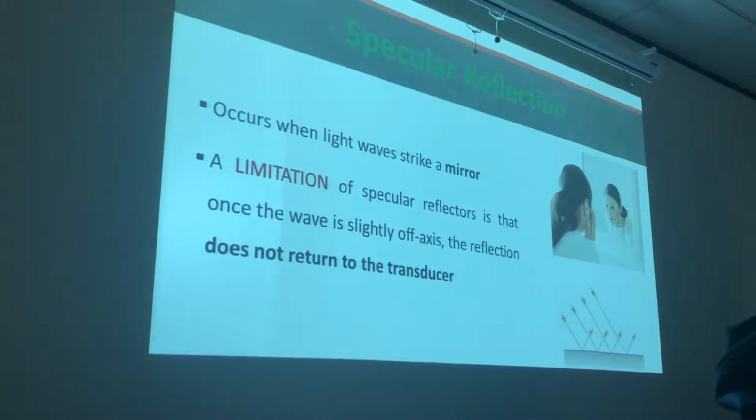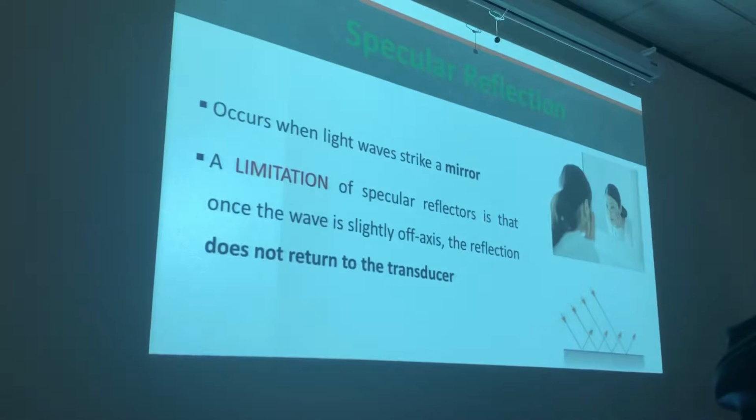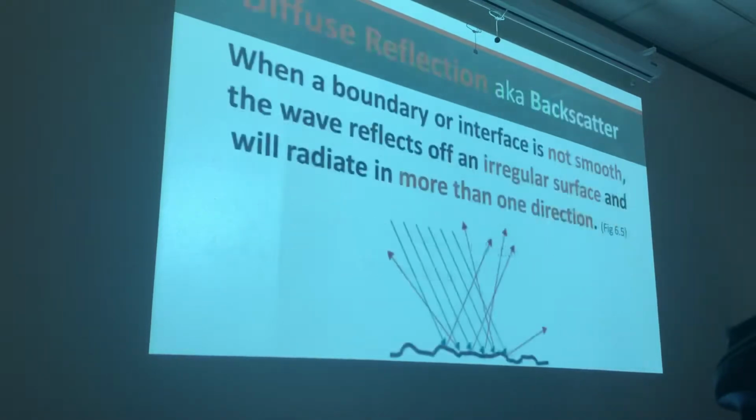But if you stand in the mirror and stand at a corner, you're not going to be able to see yourself. You're going to see whatever is at the same angle in the opposite direction. That's what it means when it says slightly off the axis? Absolutely. Any questions on specular reflection, guys? All right. Let's talk about diffuse reflection, also known as backscatter.